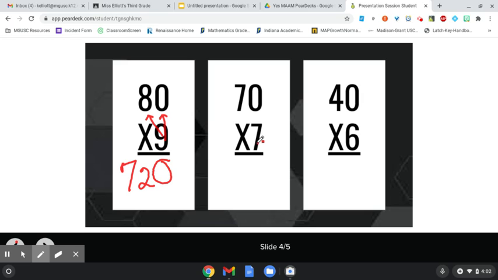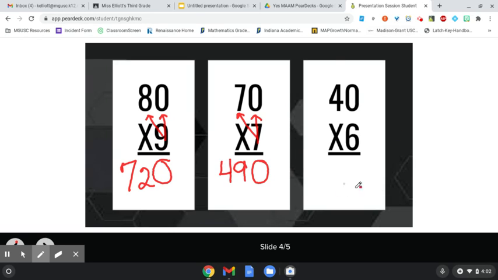We're going to do 7 times 0. That equals what? If you said 0, you are correct. And then you're going to do 7 times 7. What is 7 times 7? Take some time and draw that out and get the answer. If you said 7 times 7 was 49, you are correct. So that means that our final answer is 490.